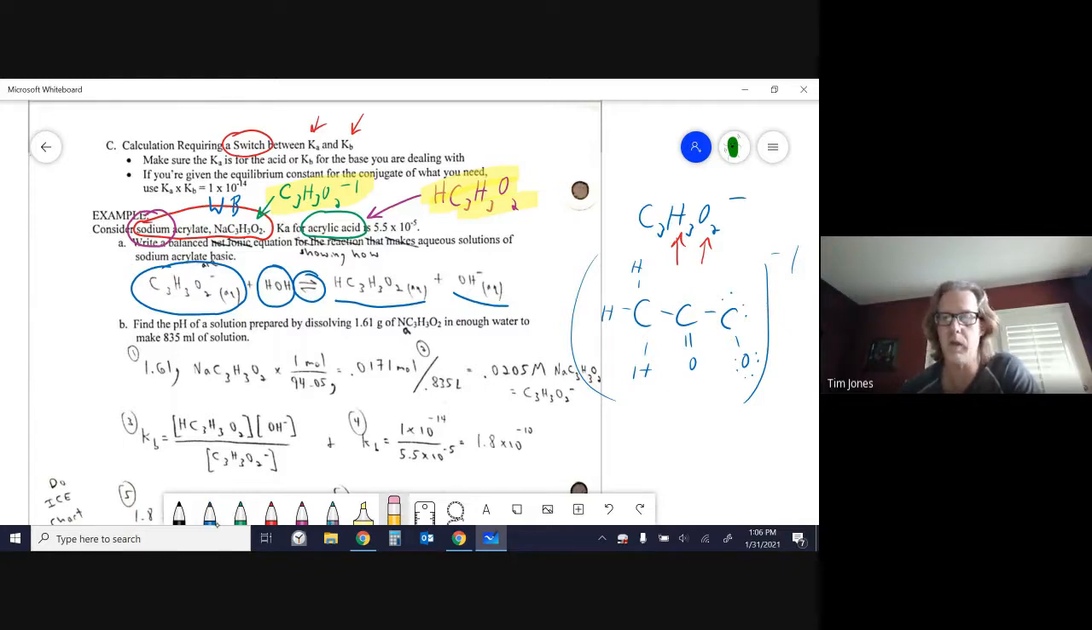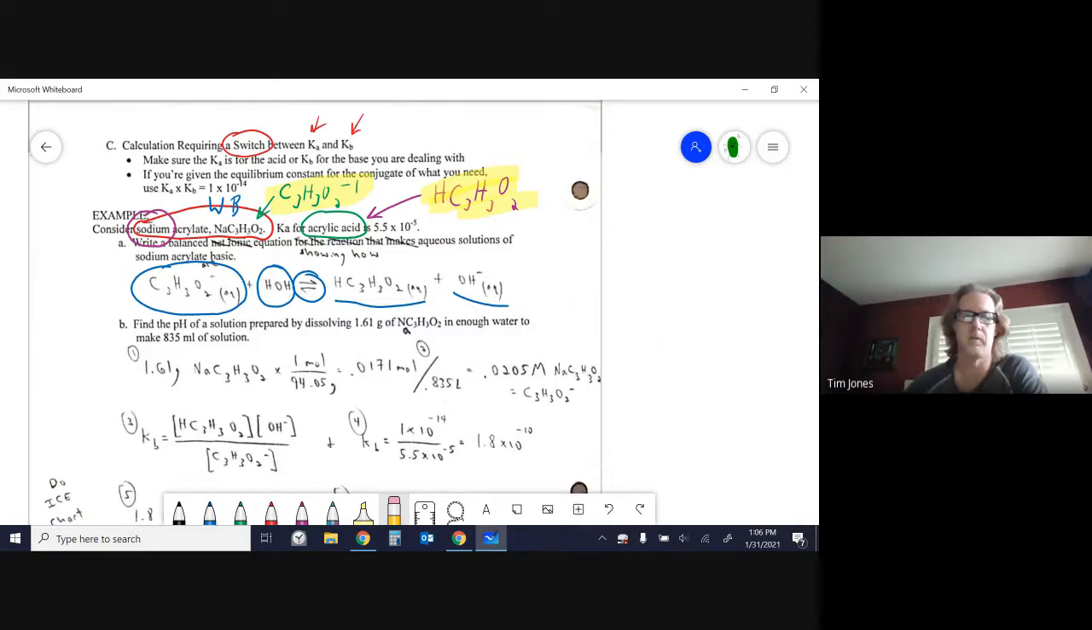So don't go taking this and say, I'm going to remove a hydroxide from that. If it did have hydroxide, it would have been written with an OH hanging off the end to kind of show you that.